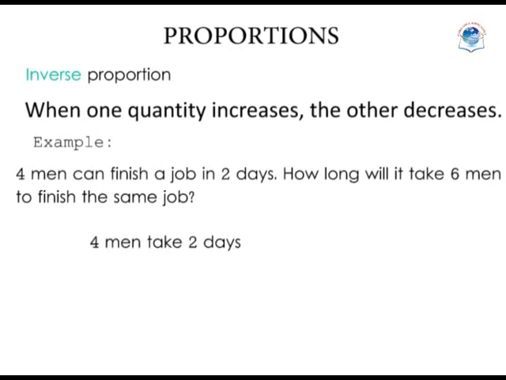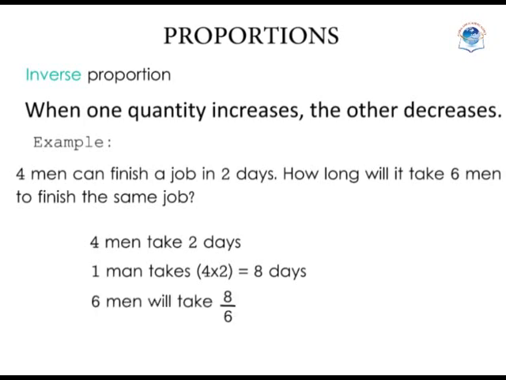4 men take 2 days, and so 1 man will take 4 times the amount of time. That is 4 times 2, and that is 8 days. If 1 man takes 8 days, then 6 men will take 8 over 6. That is 1 1/3 days.